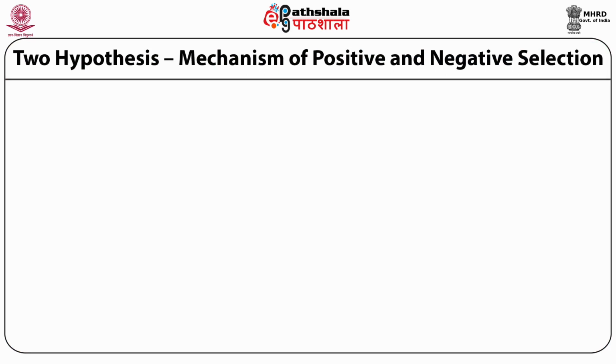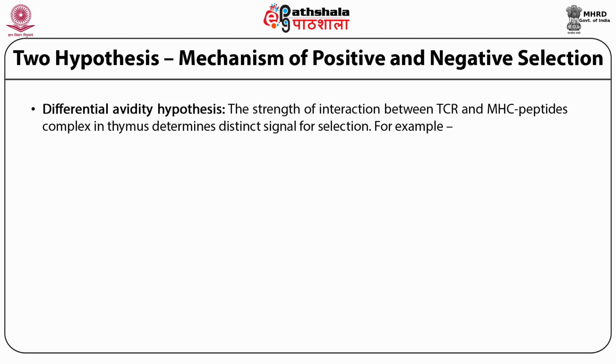Different hypotheses were given regarding positive and negative selection. The two important hypotheses were differential avidity hypothesis and differential signaling hypothesis. According to differential avidity hypothesis, it is the strength of interaction between TCR and MHC peptide complex in thymus which determines the distinct signal for selection. For example, no interaction leads to no signal, which results in death of thymocytes.